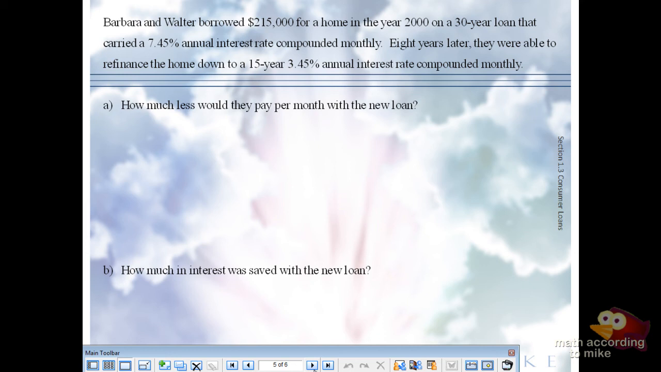Barbara and Walter borrowed $215,000. Wow, what? So this problem's got a lot to it. So take a second, read through it.